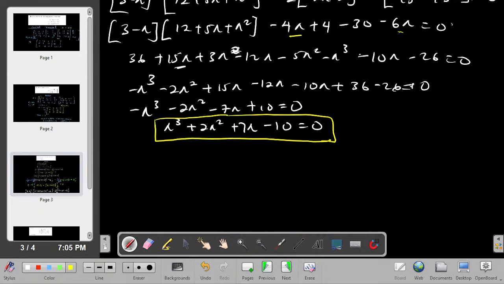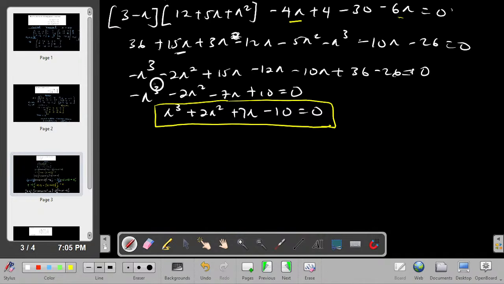Then we came down here to get lambda cube, that is this, minus, so 3 minus 5 is minus 2 lambda squared, have plus 15 lambda. Then I have minus 12 lambda minus 10 lambda. That gave us minus 20. That is going to give us 15 minus 22 is 7. And finally, we have our 36 here and minus 20 for 0.